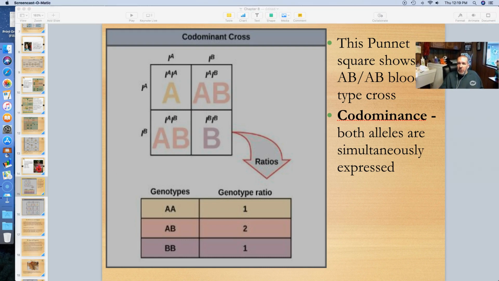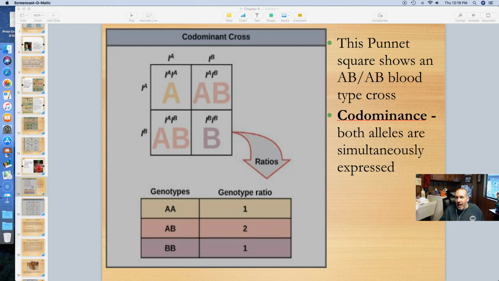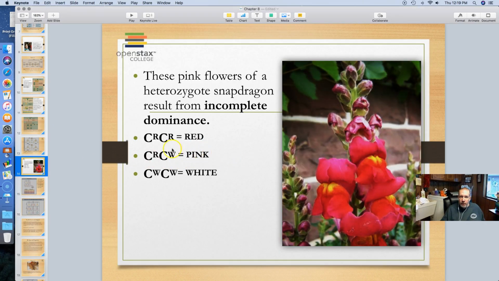Another interesting way to illustrate this is by looking at blood type. It's exactly the same thing we've been talking about, but it allows us to look at a different situation. We had incomplete dominance in snapdragons. In the human realm, with respect to blood types, we actually have what's called codominance, where both alleles, if they're together, can express themselves equally.